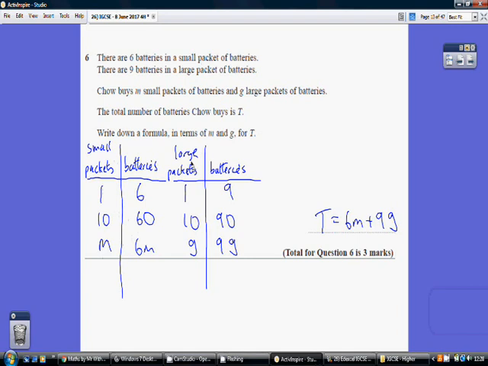Now the same with the large packets. We're told that there are 9 batteries in each large packet, so if we've got one large packet we've got 9 batteries. So for example, if we had 10 large packets we would have 90 batteries. To convert from the number of large packets to batteries, we're multiplying by 9. Now we're told we've got G large packets of batteries, so that must be 9G batteries. So how many batteries do we have in total? Well, it's going to be 6m plus 9G, and we're told this is what T is, the total number of batteries. So T equals 6m plus 9G.